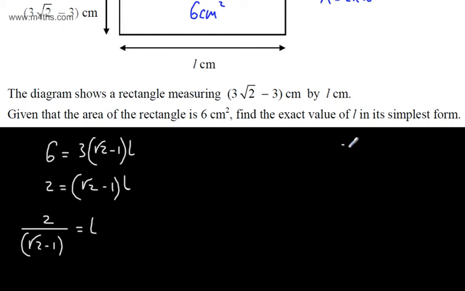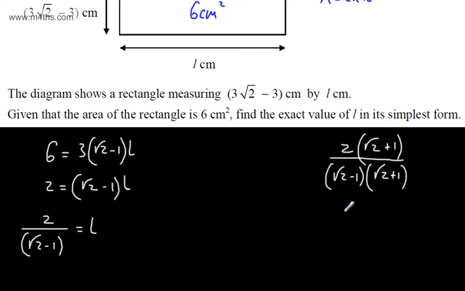As we've seen before, we multiply the numerator and the denominator by the same values in the denominator, but we switch the signs. So we multiply by what's called the conjugate, or if you like, we create the difference of two squares. So we have root 2 minus 1 multiplied by root 2 plus 1. I'm not going to expand the numerator, I'm simply going to expand the denominator.